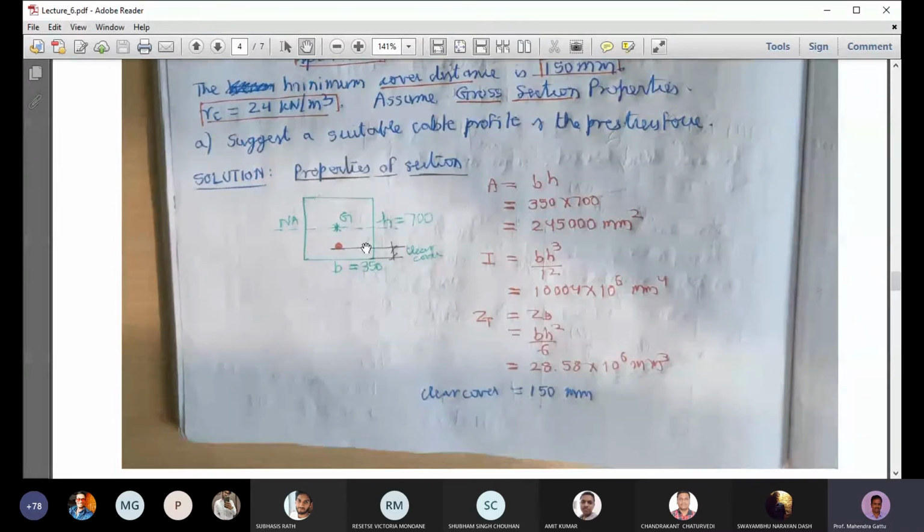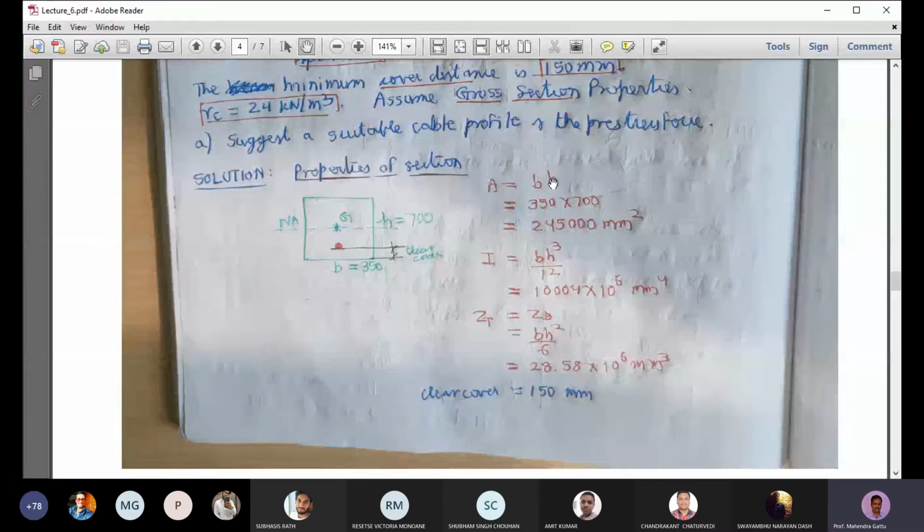So we have our rectangular beam, width B is 350, height H is 700. The center of gravity will lie at H by 2, and we have the neutral axis passing through that centroid. And we have a clear cover given as 150 millimeters. Clear cover means if you have the bar here, from the lower part of the bar to the bottom part of the beam, the distance is the clear cover, and that is given as 150.